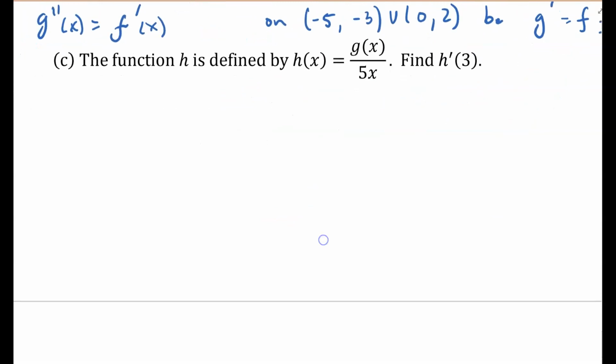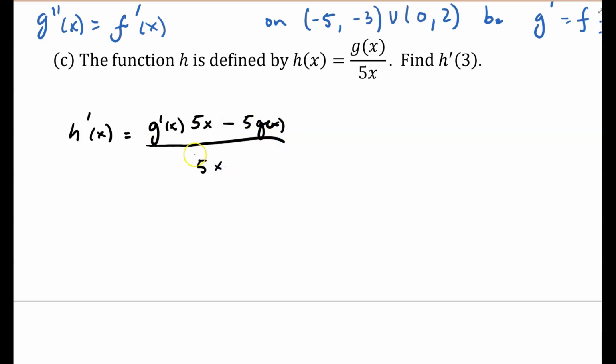Okay, part C. Last question. I'm going to go quick. Here is just a blast from the past, a derivative question. The function h is defined by h of x, which is g of x over 5x. Find h prime of 3. The AP exam is going to test you on your derivative analysis. This is just quotient rule. Derivative of the top times the bottom minus derivative of the bottom times the top, all over, don't forget, the whole denominator squared.